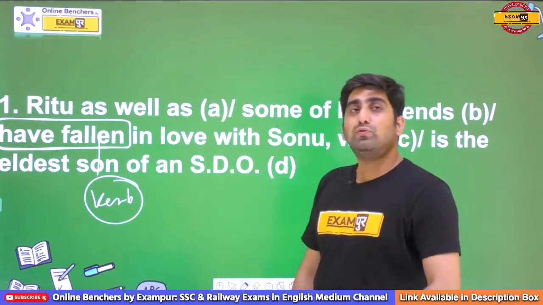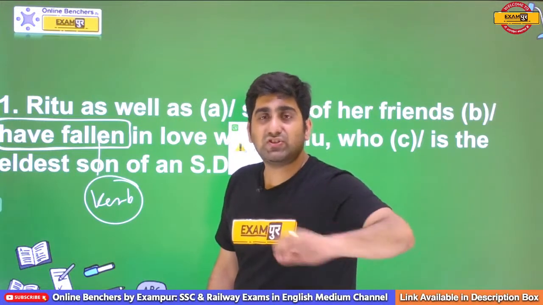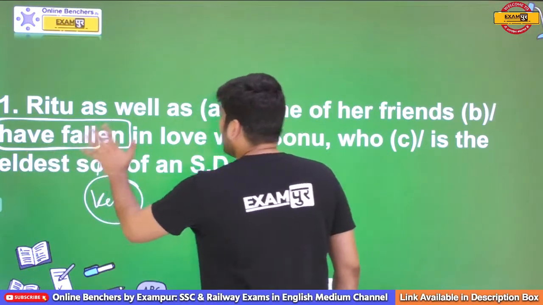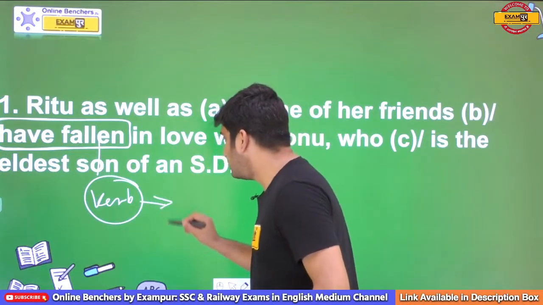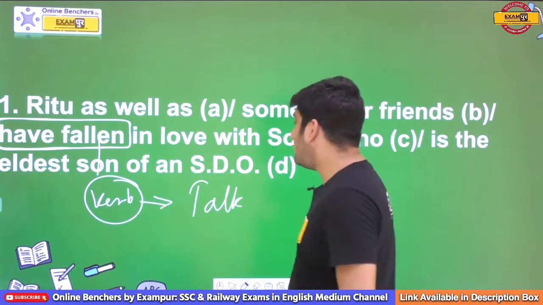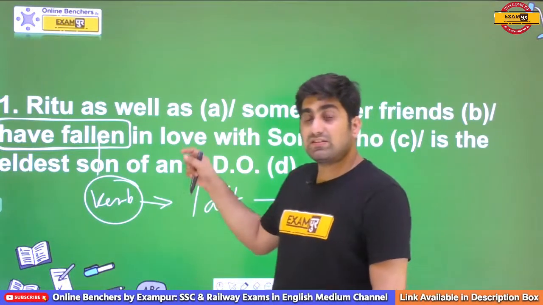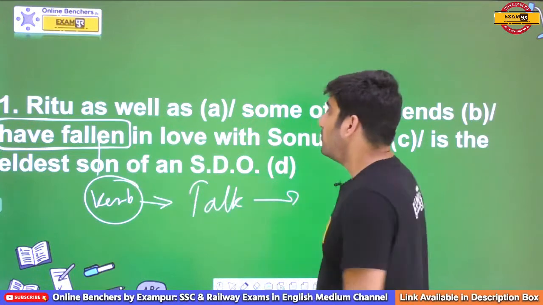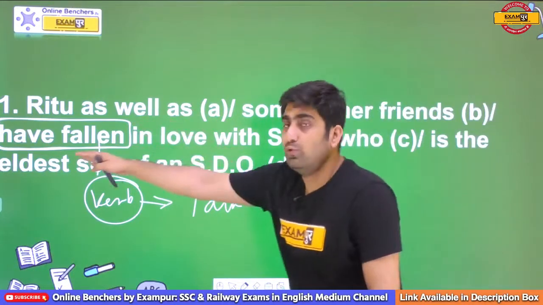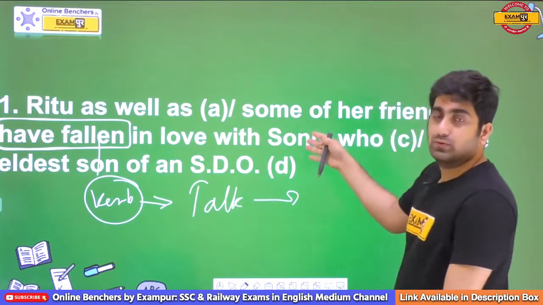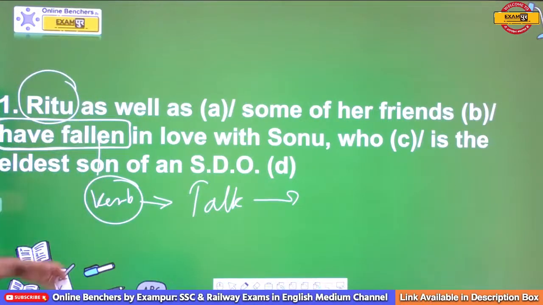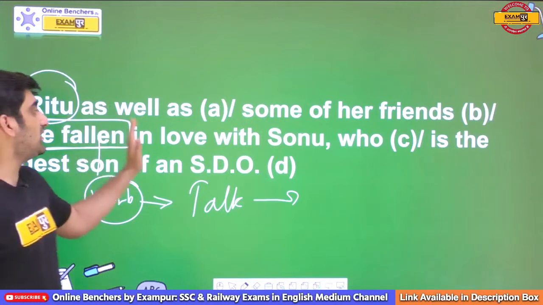Guys, if you truly want to keep yourself in accordance with the rules of the book, you have to follow these two steps. Have fallen is the verb. What will it do? It will talk about, meaning it will describe. And now if you ask the verb, about whom are you talking? Who has or have fallen in love with Sonu? I repeat, who has fallen in love with Sonu? And the answer is Ritu. Ritu is a girl who has fallen in love with Sonu.